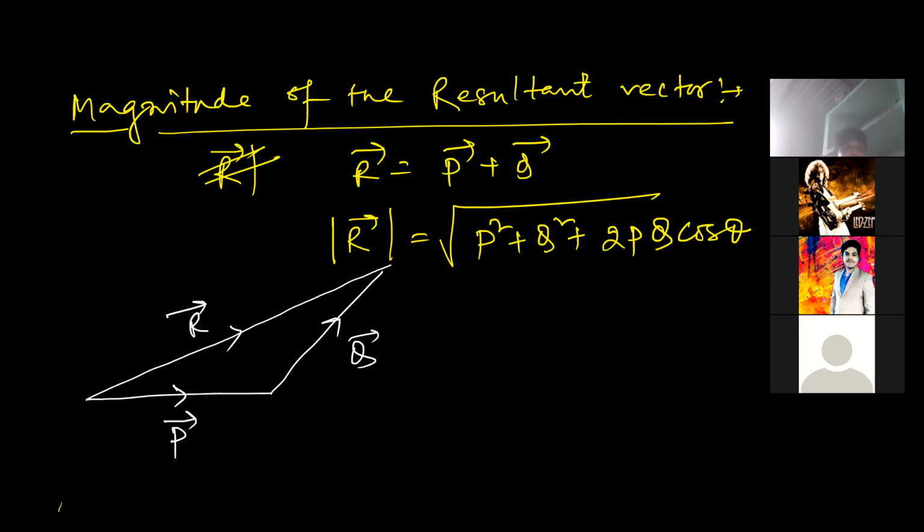In this case, I'm not able to apply any formula by which we can prove that the modulus of the R vector equals that big expression that I have written. If I want to prove that, I have to make a right angle triangle so that I can apply Pythagoras theorem. So how to make a right angle triangle?